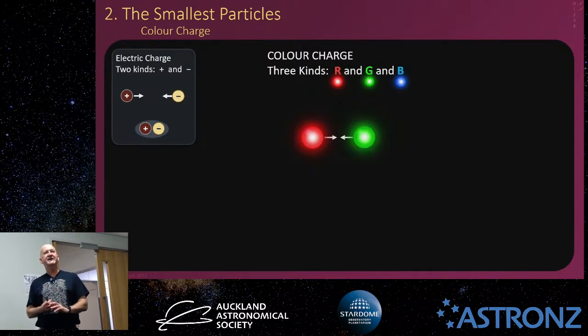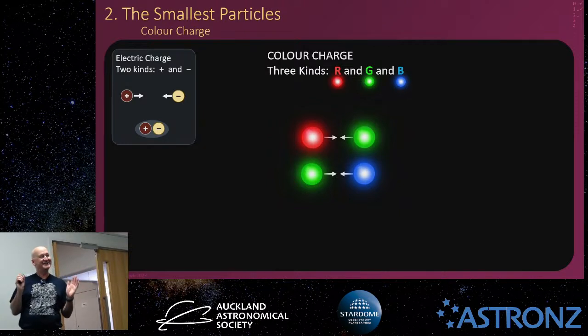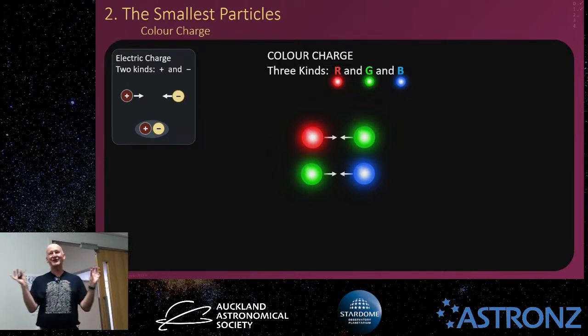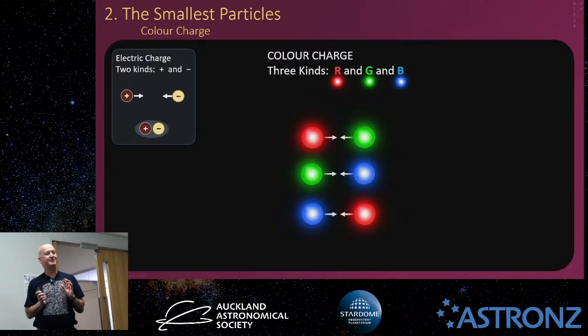And if you're familiar with mixing colours of light, if you mix a red light and a green light, you'll end up with, actually I jumped ahead of myself there. So different colours will attract. So just like different charges will attract of electricity, different colour charges will attract. So red and green will attract, green and blue will attract, and blue and red will attract.